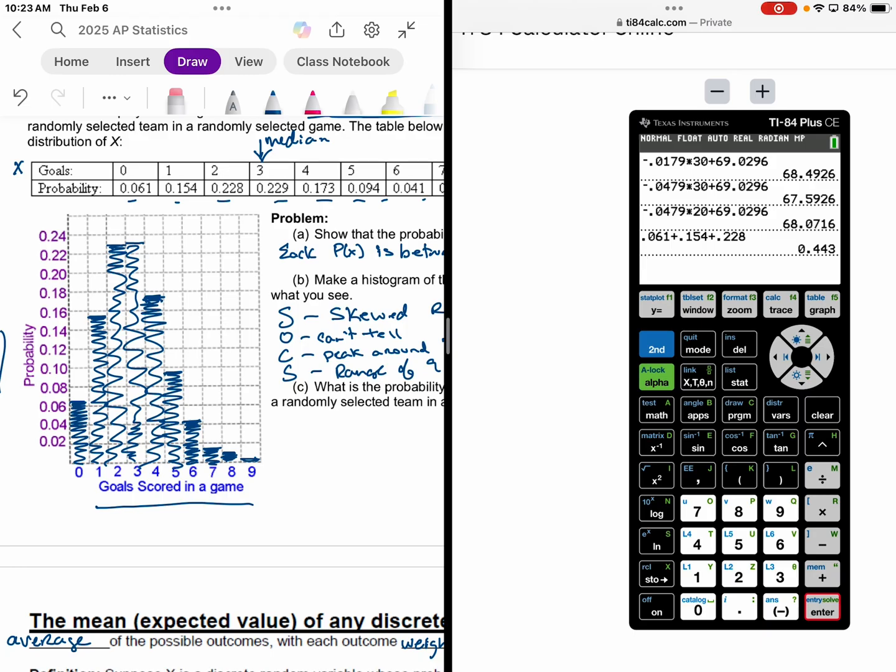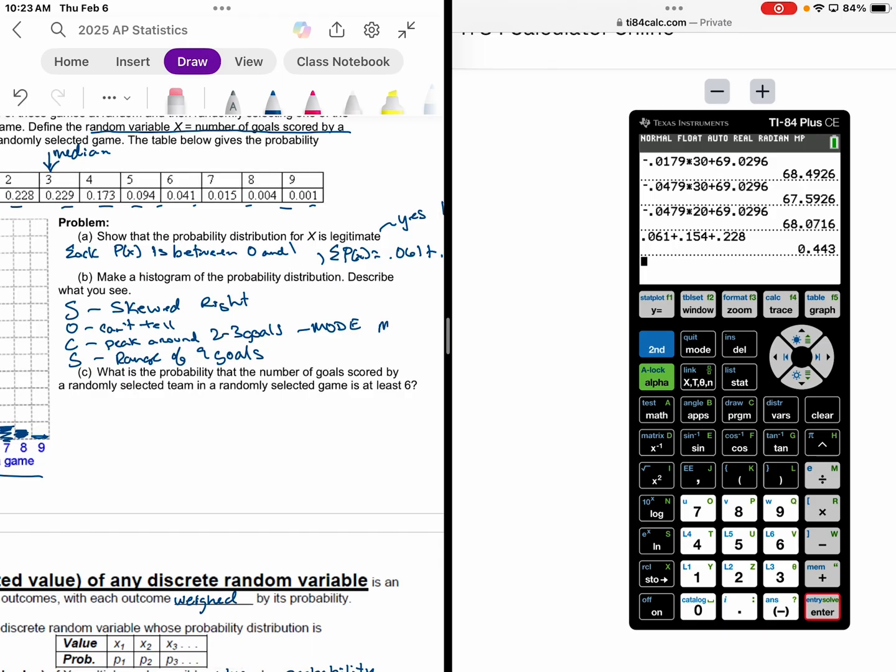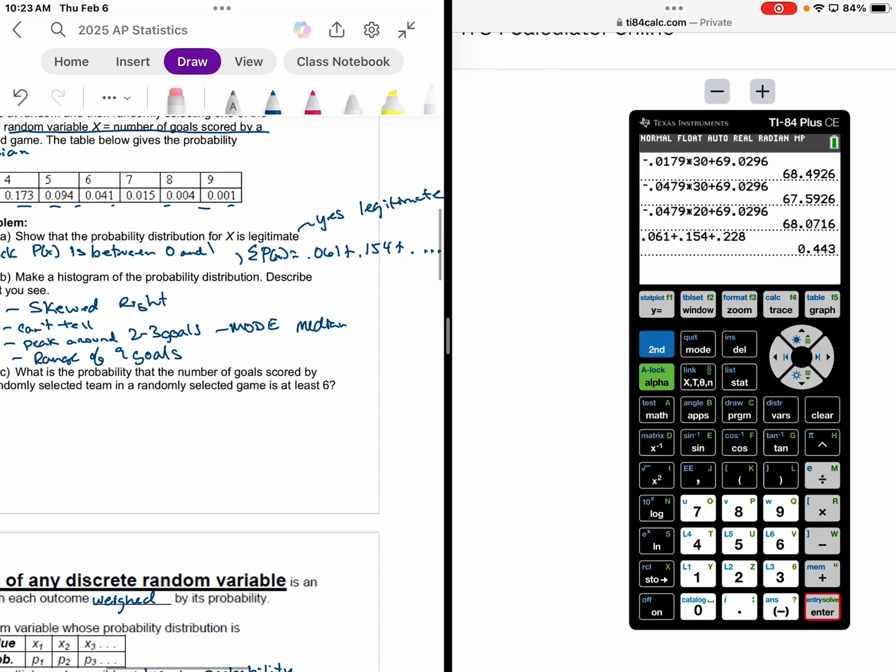50%, right? Median is the middle, so half is to the left and half is to the right. So somewhere in the 3 goal column is where our median is going to be. So we could say that. We have enough information to say that the median is 3 goals.